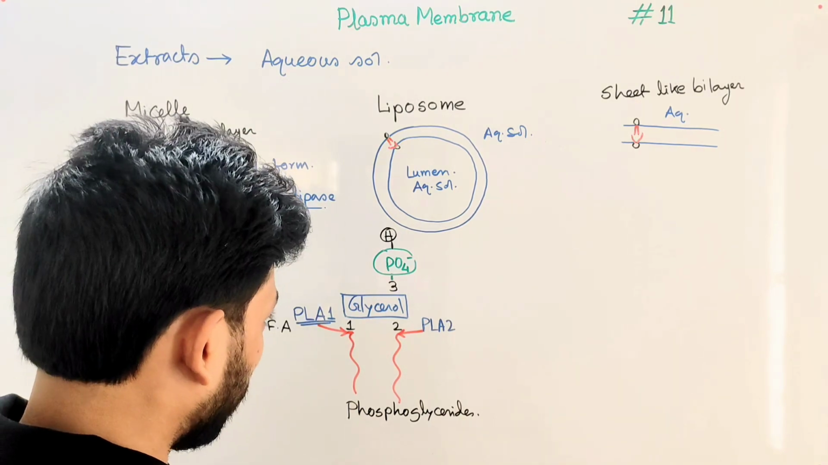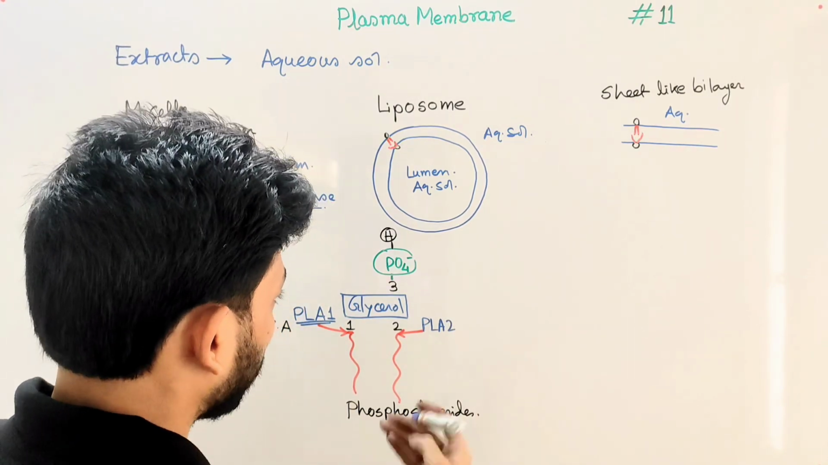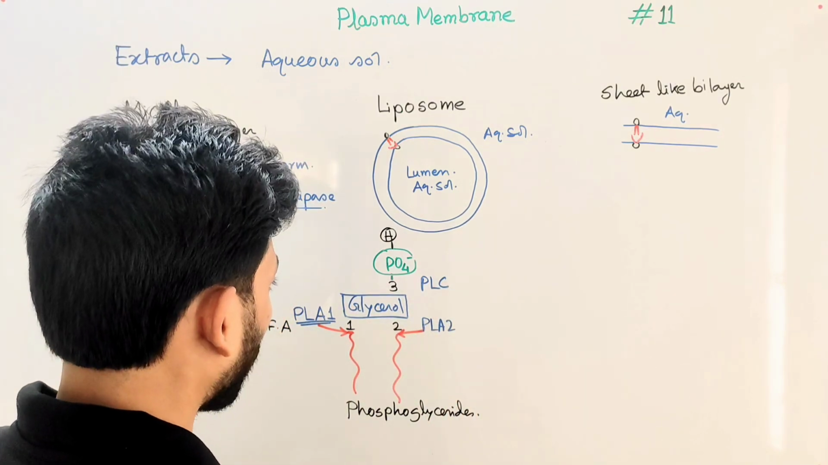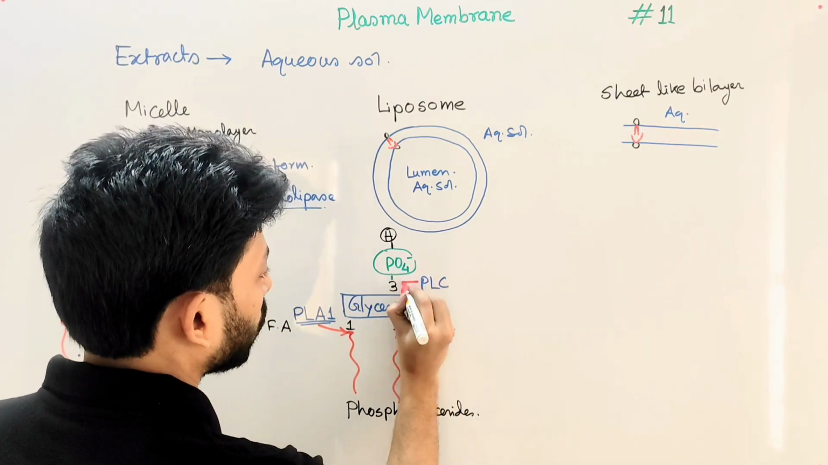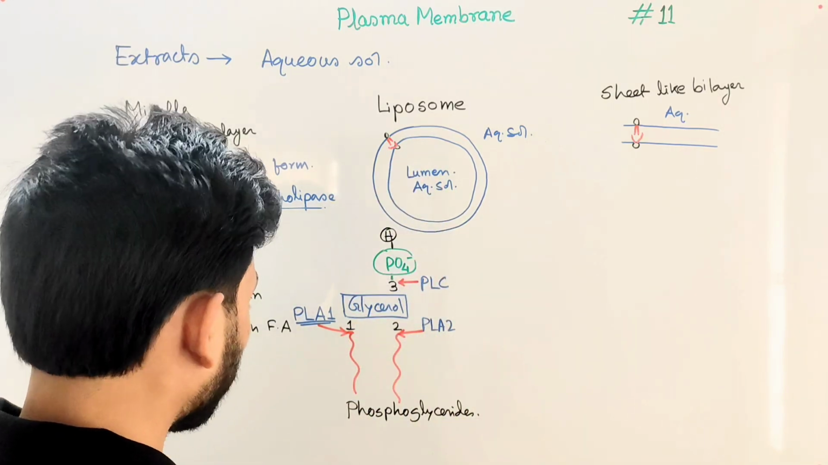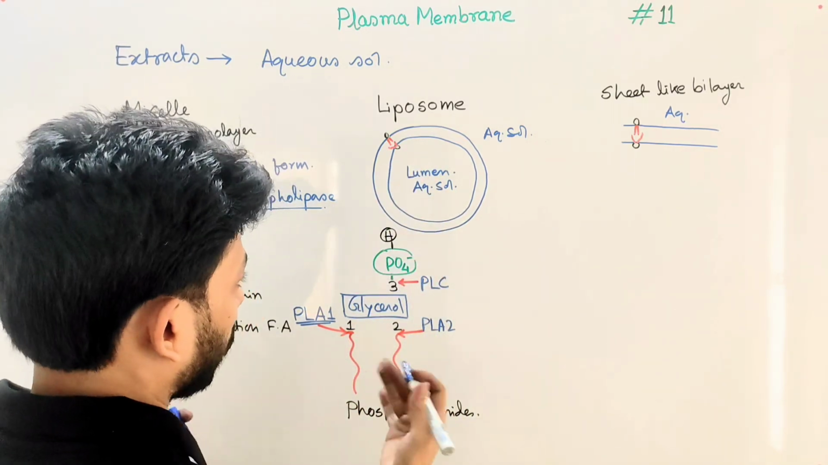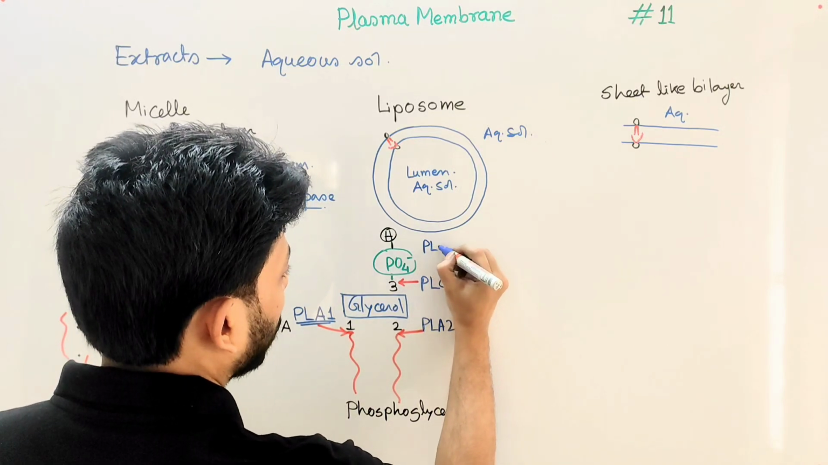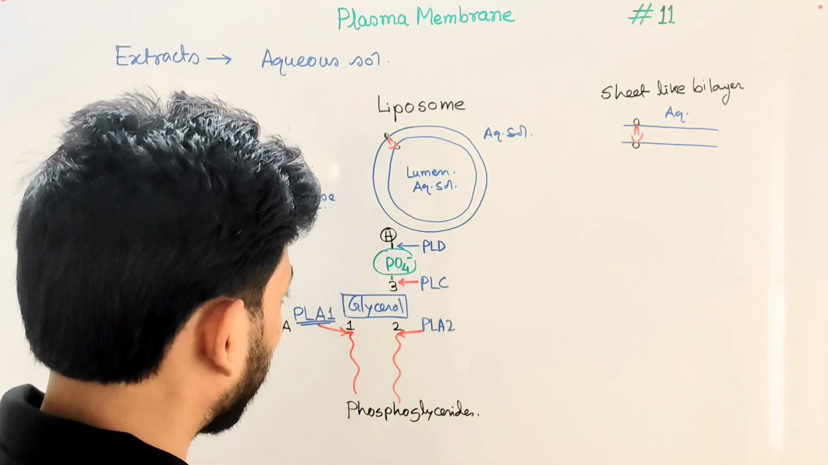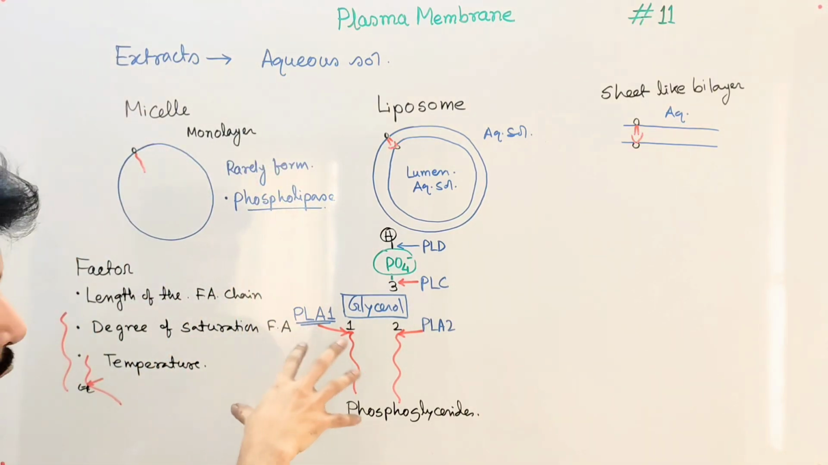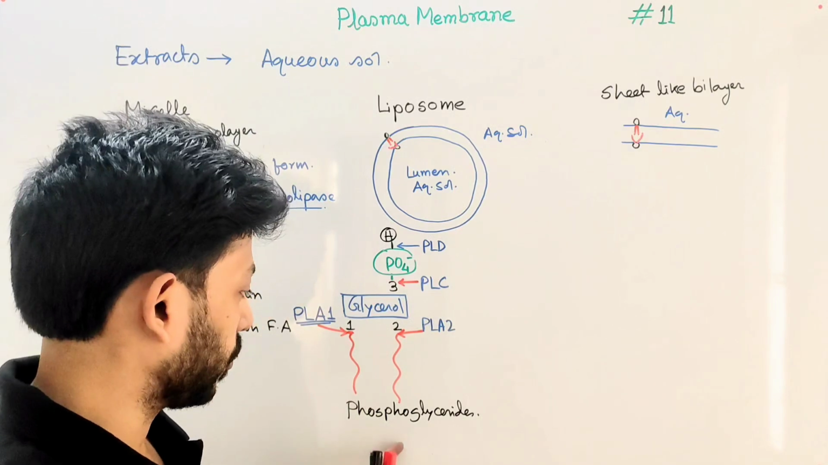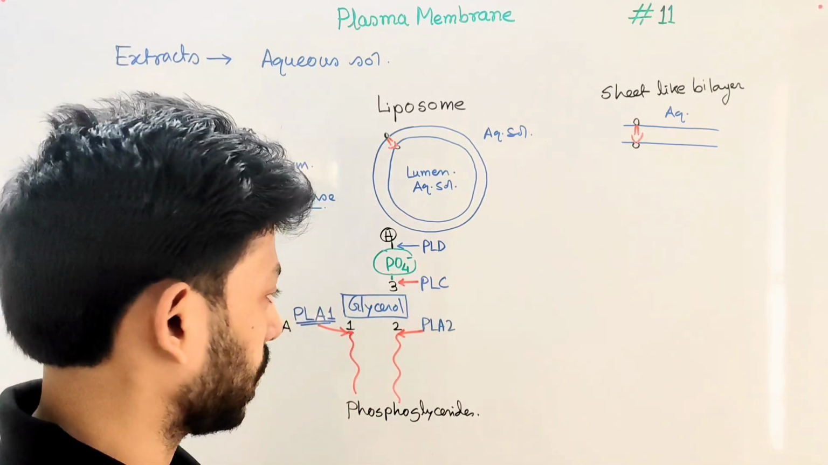There is also PLC, which can cleave the bond between the third carbon and the phosphate. So it will remove the phosphate group, and with the phosphate group the head group can be removed. And there is another enzyme called phospholipase D that can cleave the bond between the phosphate and the head group. So there are 4 phospholipases that can cleave phosphoglycerides at different positions.